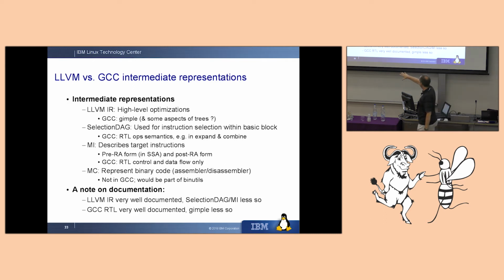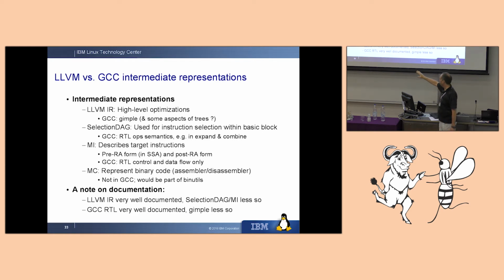Now, one note on documentation. People say LLVM is extremely well documented, and that's true for the LLVM IR. It really is. The lower part, selection DAG, MI, I would say less so. I've had to read the generator programs that handle that stuff a lot to understand what's going on.